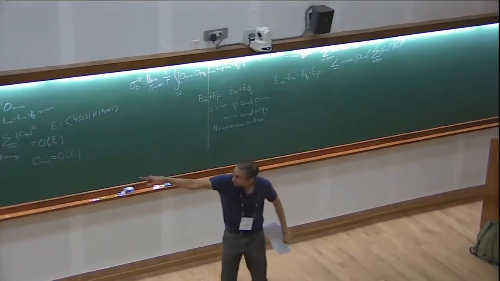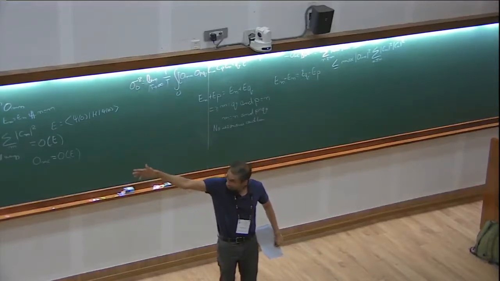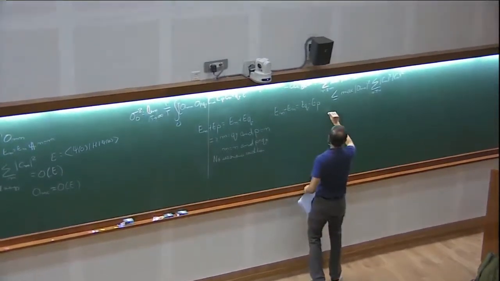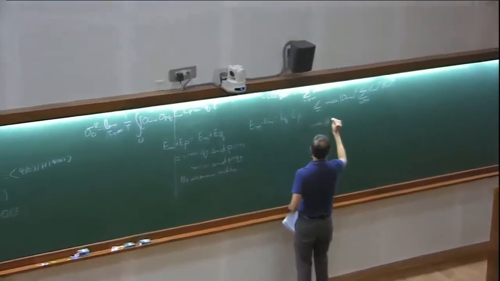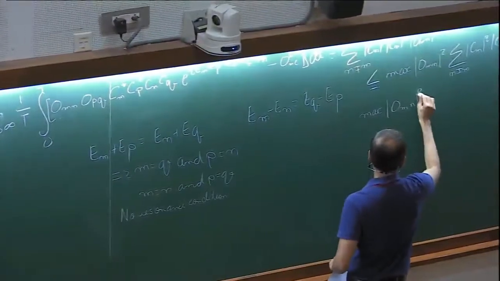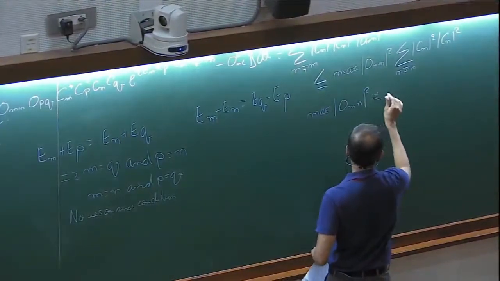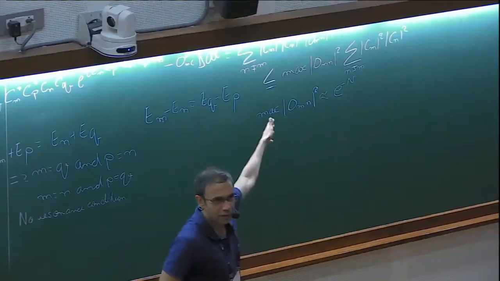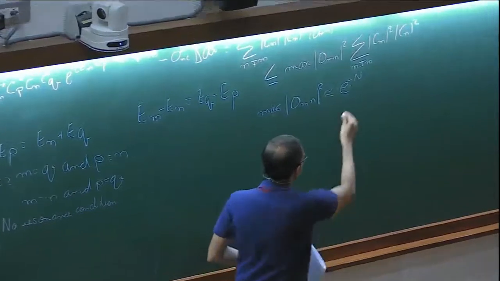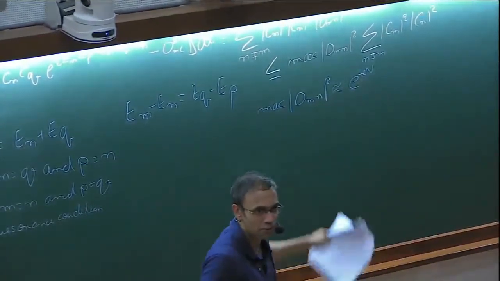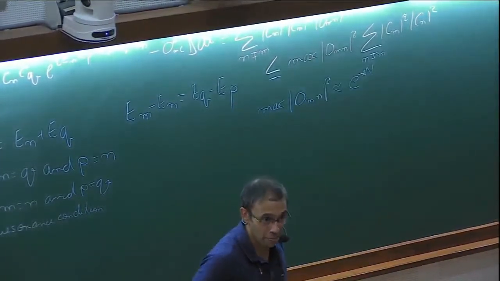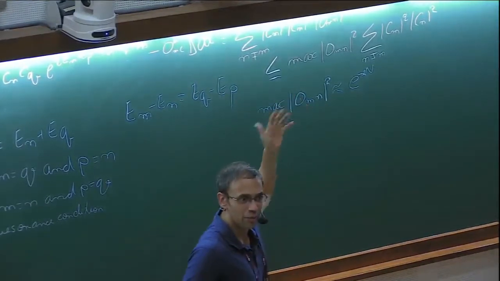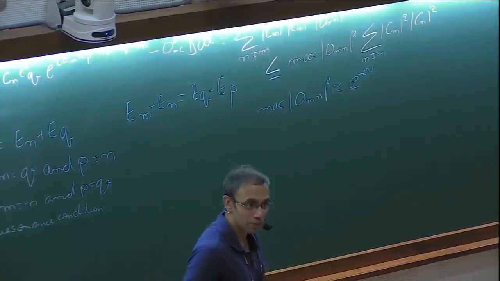Because it has the e to the minus S of E factor in the expression. So the maximum of O_MN squared is going to be of order e to the minus N. I can write this as something which will go as e to the minus alpha N. And as a result, this object is going to fall off exponentially with the system size.